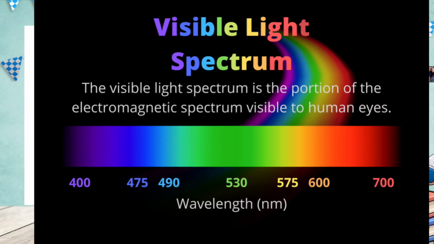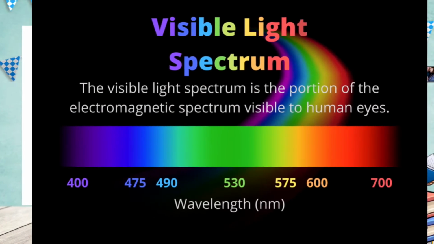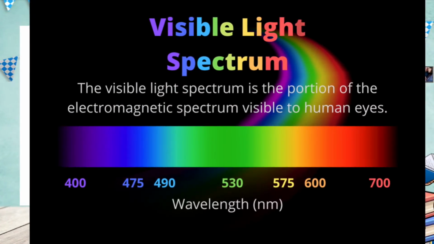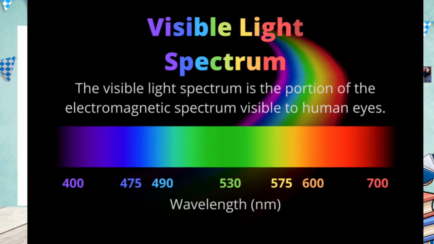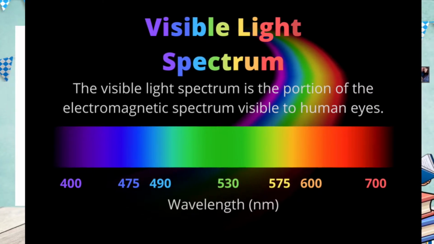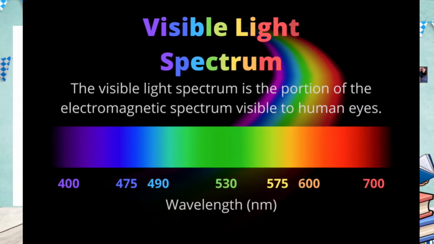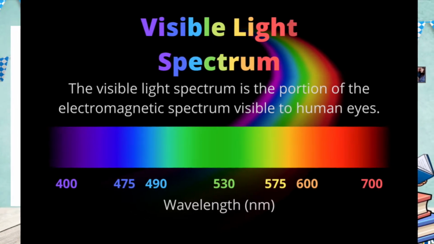Let's chat quickly about the visible light spectrum. This is defined as the portion of the electromagnetic spectrum visible to human eyes. As you can see on this image, there are different wavelengths for each color that we see.